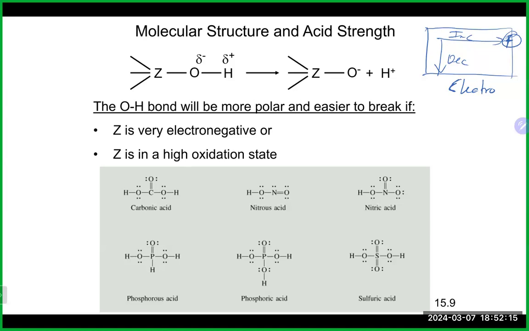So it does depend on one of those two things. And the bond that in most cases with oxy acids we're breaking is this OH bond, and that's a polar bond, right? The oxygen is more negative and the hydrogen is more positive. So it's weakened to begin with, and that is the H that's going to basically come off and make it an acid in this case.